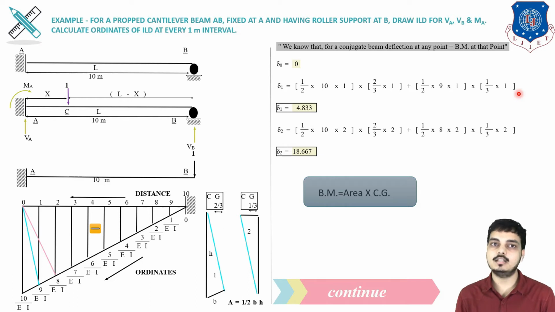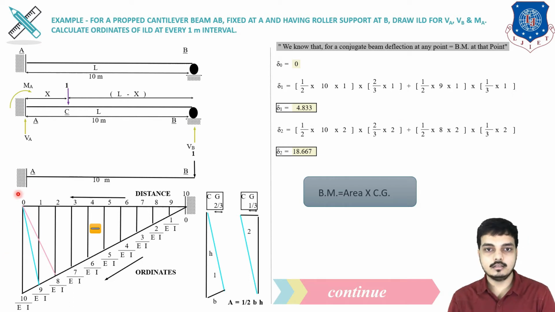I would like to repeat the process. For delta 1, this is the figure, and I have divided it into two triangle parts. The triangle number 1 is 0, 10, 9 and 0. For the area, 1/2 base into height, I have used maximum height, which is 10, multiplied by CG, which is at 2/3 of distance 1, plus triangle number 2, which is 1/2 into 9 into 1 into 1/3 of 1, the CG being at 1/3. After solving this, I will get my delta 1 as 4.8.